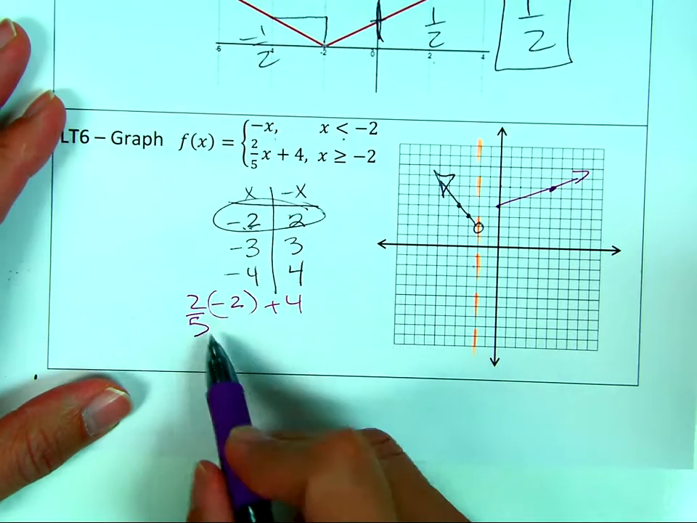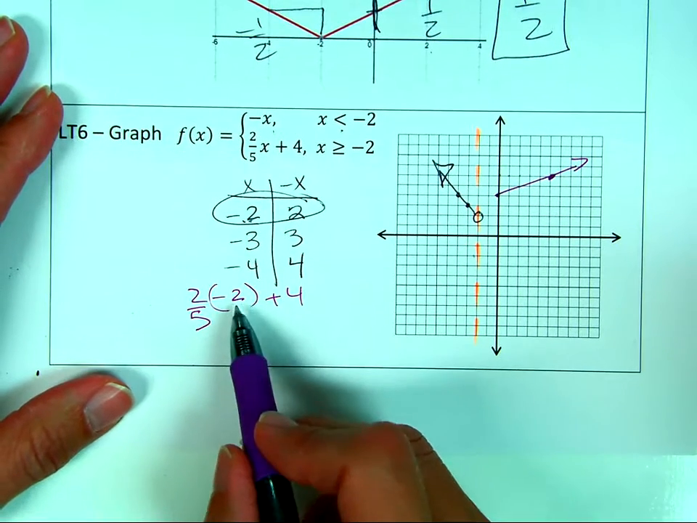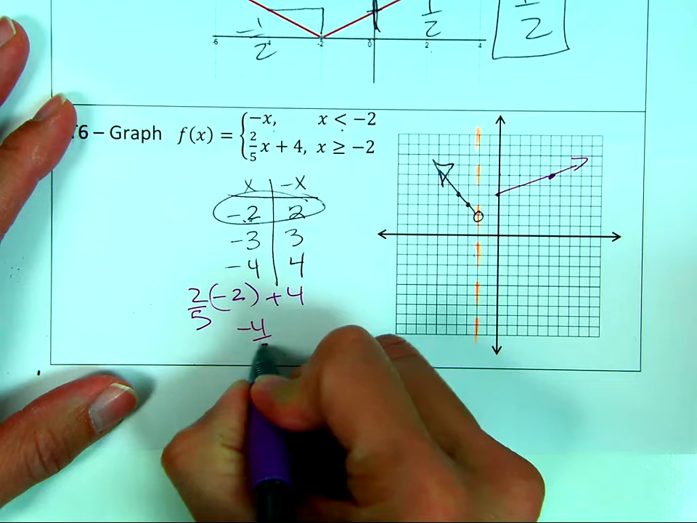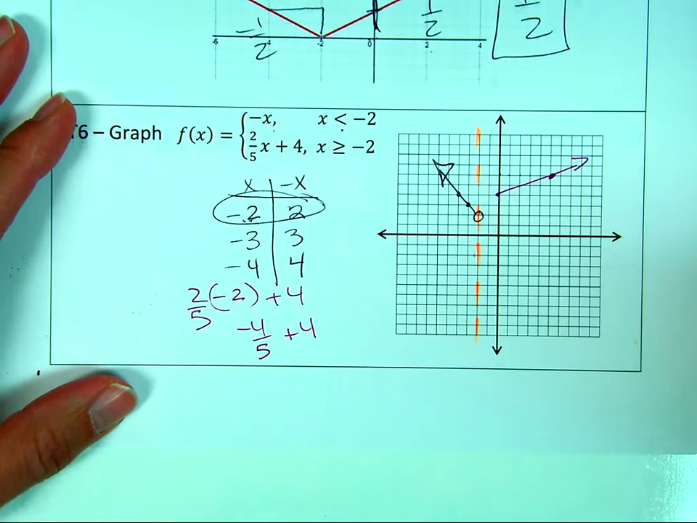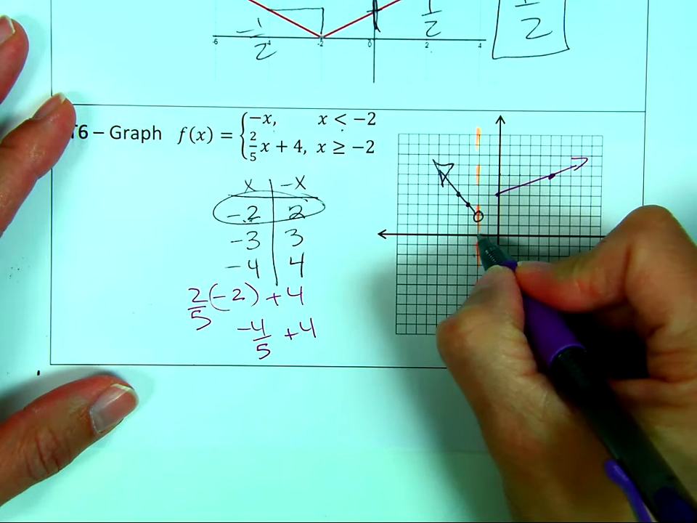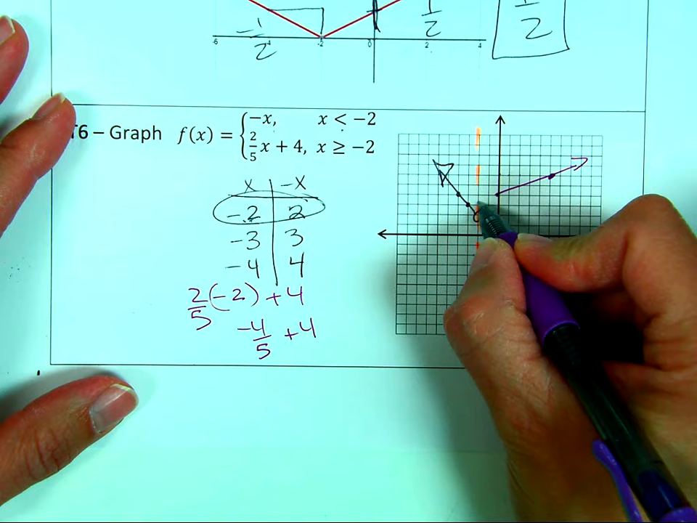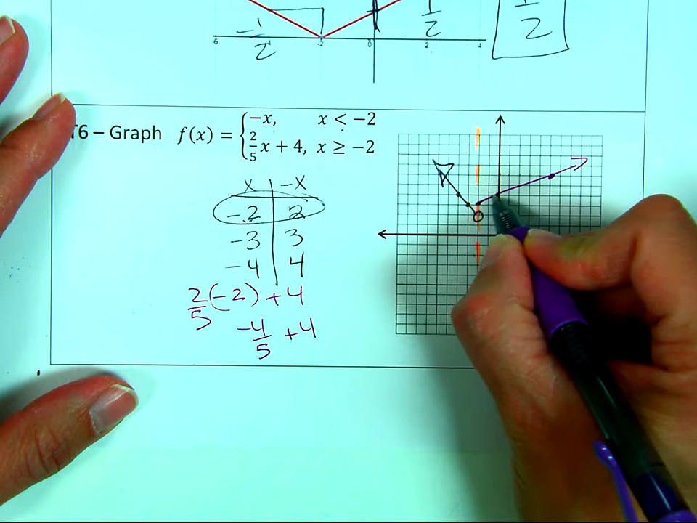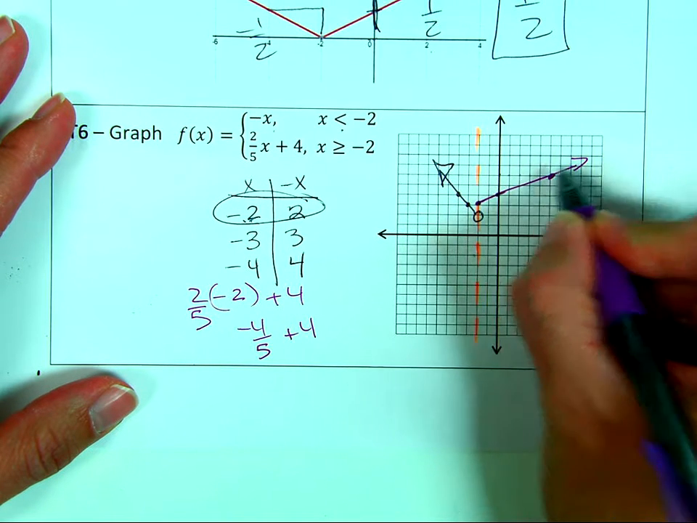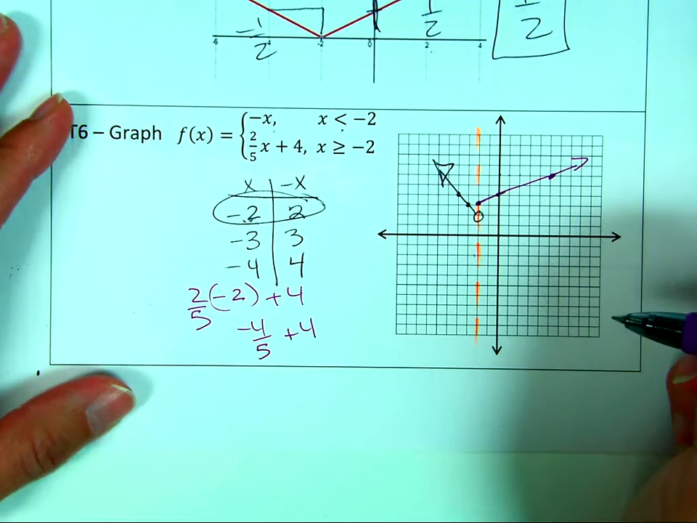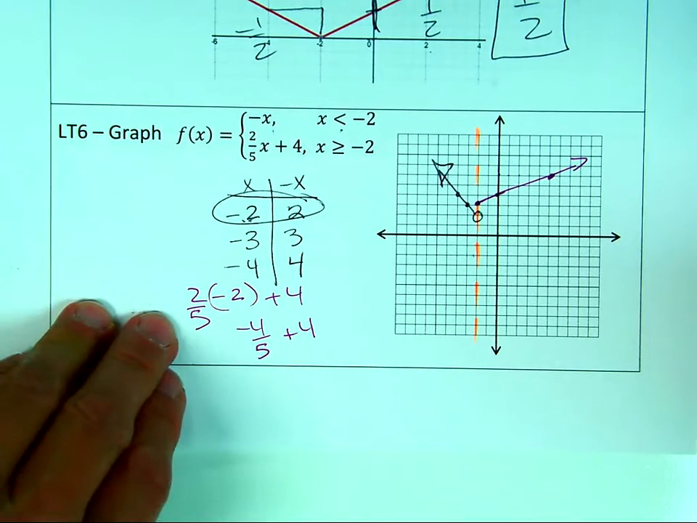Well, -2 times 2 is -4. So I have -4/5 plus 4 is 3 1/5. So I know when I'm over here I'm up 3, and then I'm up just a little bit more. And you could just connect the ruler and where it crosses that little dashed line too. So that is our graph of that piecewise function.